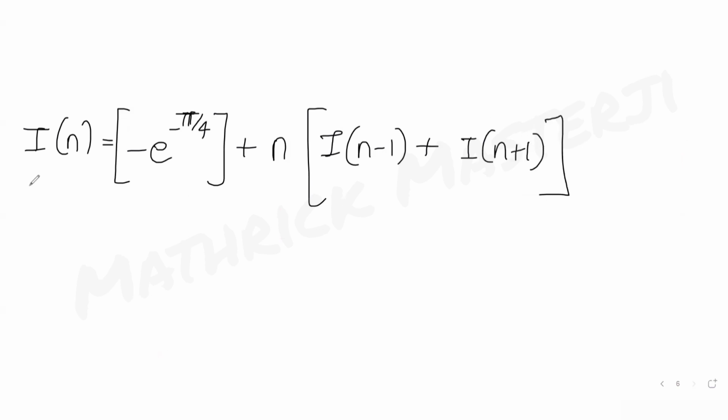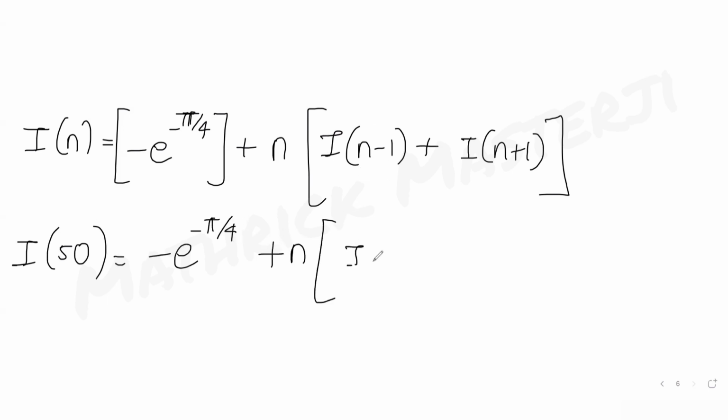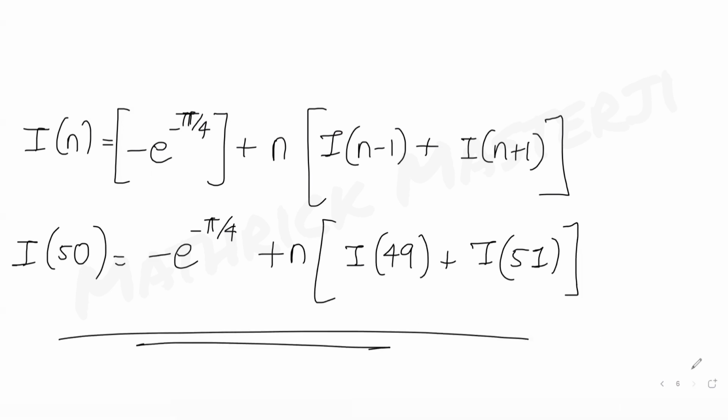So you get this entire thing, that I of n is minus e raised to minus pi by 4 plus n times I of n minus 1 plus I of n plus 1. So if I want to write I of 50 with this, I can write that as minus e raised to minus pi by 4 plus n times I of 50 minus 1, that is 49, plus I of 50 plus 1, that is 51. So you get this entire thing as I of 50.